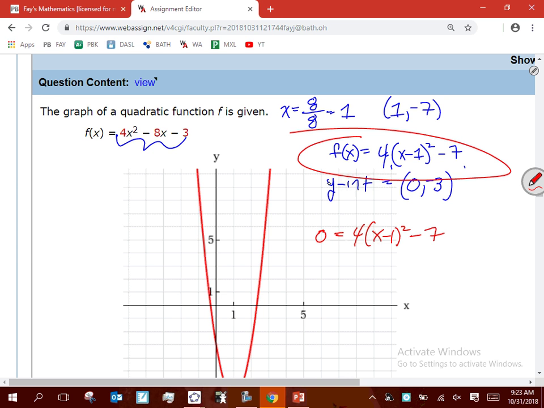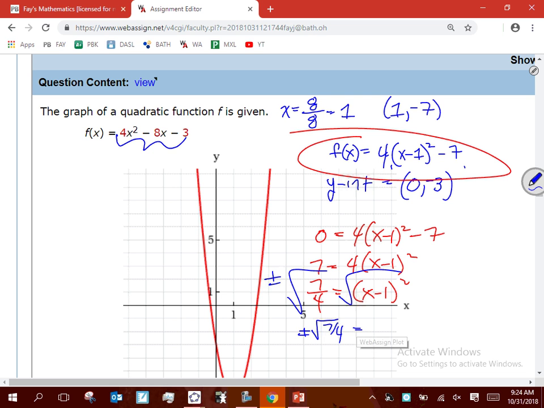So we're going to add 7 to both sides. We're going to divide both sides by 4. I get that, right? So now what do I do in order to solve for x? Take the square root. When I take the square root, guys, now I'm introducing the square root, so I've got to have the plus or minus. So it gives me plus or minus root 7/4 is equal to x minus 1. So now what? Add 1 to both sides. So those are the exact answers.